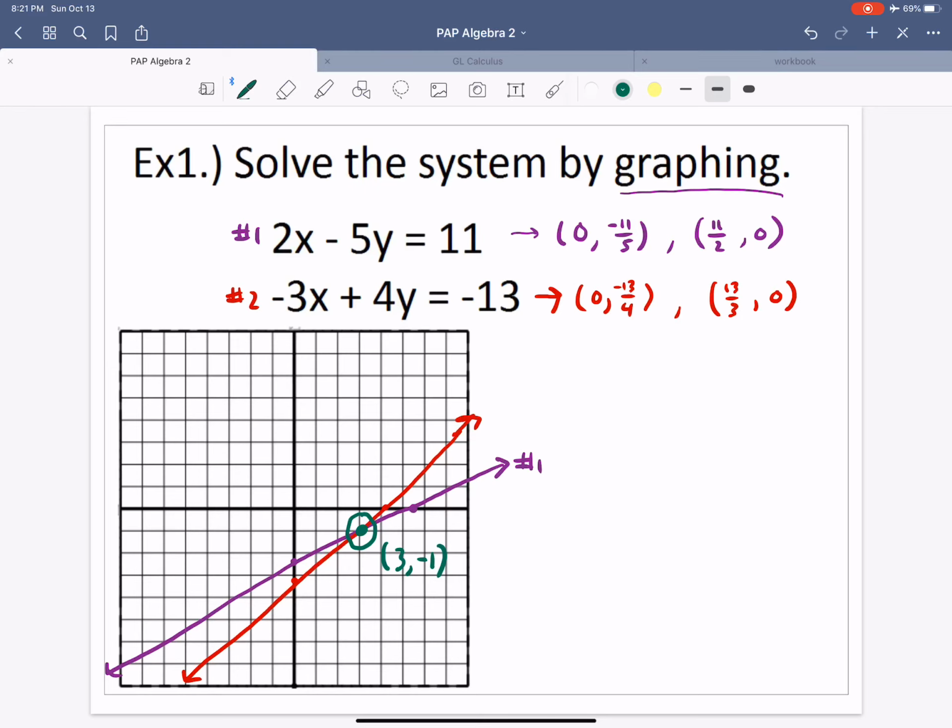But to be sure, what we can do is check the point 3, negative 1. The way that I check that is I'm going to plug that into each of the two equations.